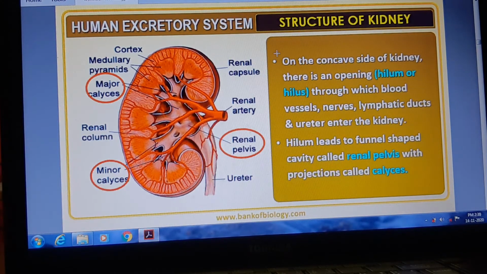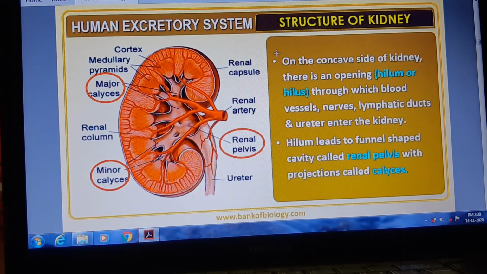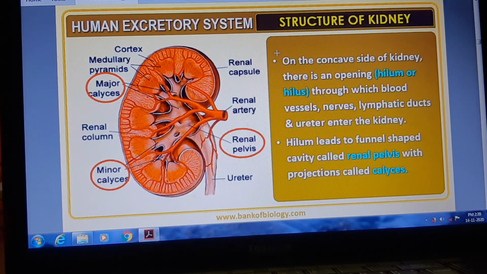Then the hilum leads into a funnel shaped cavity called the renal pelvis. The renal pelvis is a space, a cavity, with projections called calyces. Calyces means different parts. The hilum is the opening, the renal pelvis is a space, and that leads into different canals. Those are called calyces, and there are major calyces and minor calyces. You can see this in the diagram also.